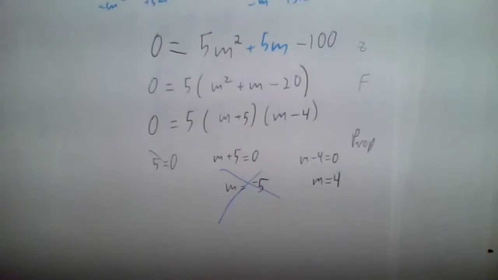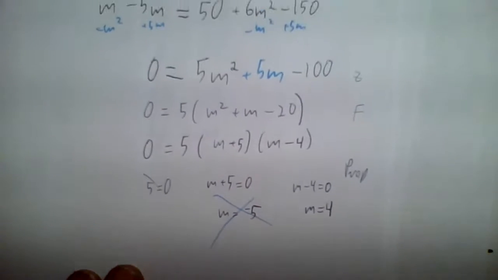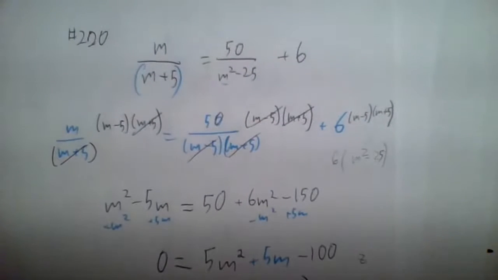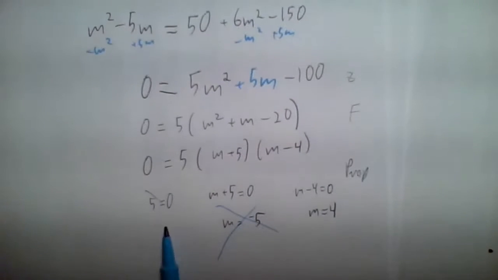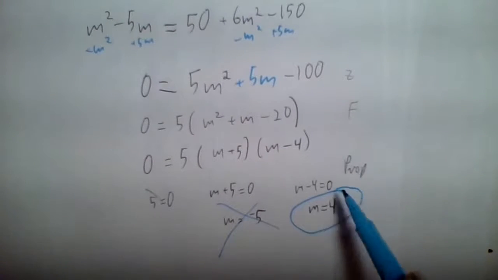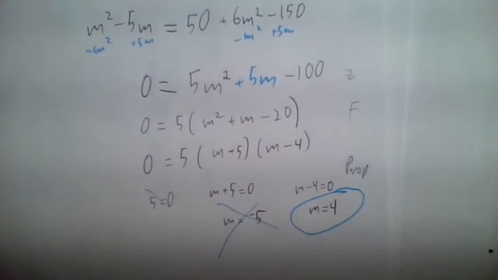The 4 should be okay, though. The 4 should work out fine. And if you want to check it, you can. It's in the domain, so it should be fine there. It's like 4 over 9 equals 50 over negative 9 plus 6. So there's a little calculation work in plugging it in, but they do come out to the same number. So m equals 4 is the only solution we ended up with. The other one happens, but it doesn't actually work. This is the only number that'll actually work in that original equation.